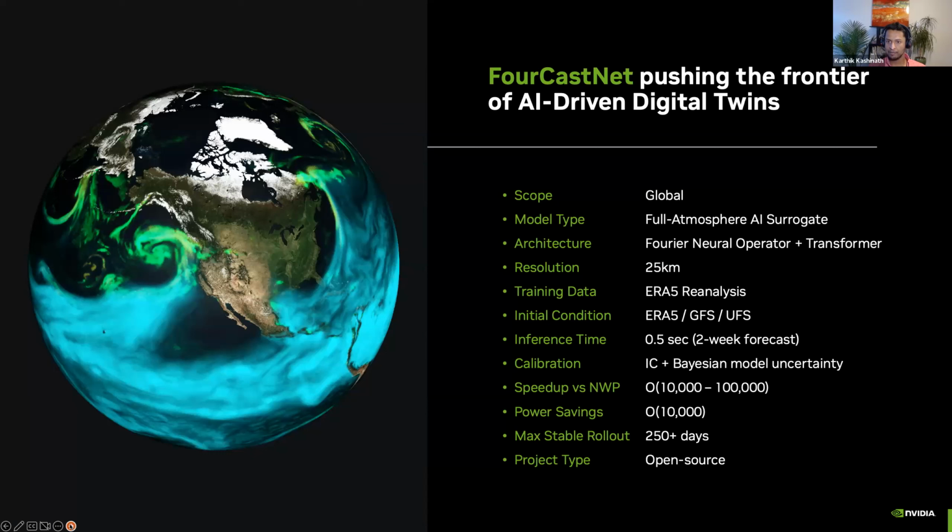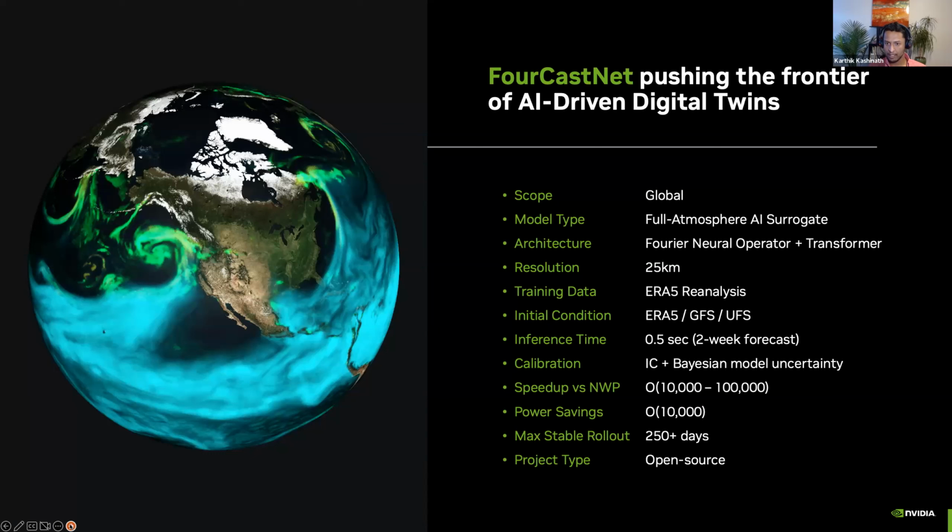It uses a combination of Fourier neural operators and transformers, which I'll get into in some detail in a couple of minutes. It's at 25-kilometer global resolution, which is the native resolution of the ERA5 reanalysis dataset from ECMWF that it's trained on. One of the nice properties of the model is that it can be initialized by initial conditions from different models, including GFS. The inference time is only half a second for a 2-week forecast, and this is really where the model shines: it's extremely fast in inference, about 5 orders of magnitude faster than traditional numerical weather prediction models.